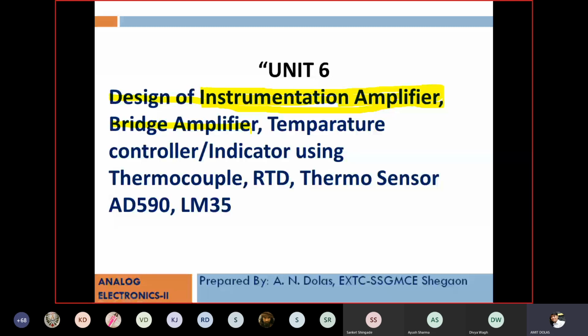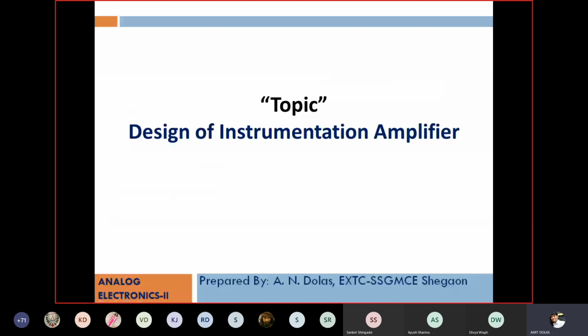Few of you may know this IC LM35, which is a temperature sensor IC, which can be configured into two modes, that is positive temperature reading, and full scale reading, that is called negative to positive. Minus temperature reading can also be possible with this IC. So today we'll discuss the instrumentation amplifier.